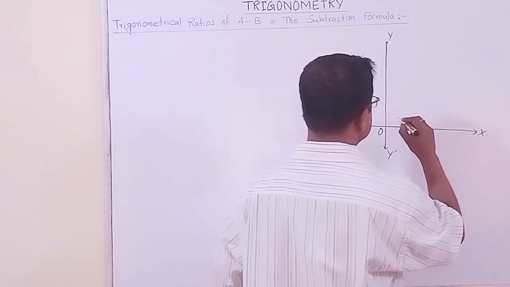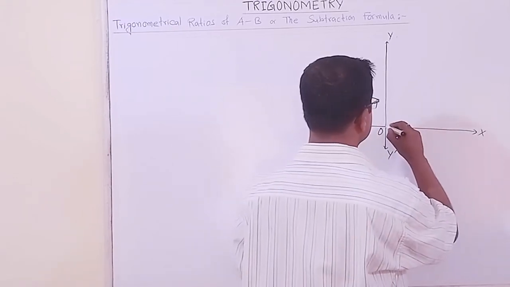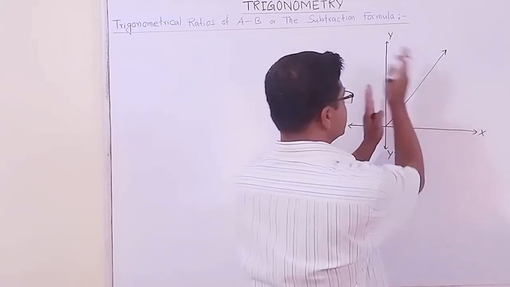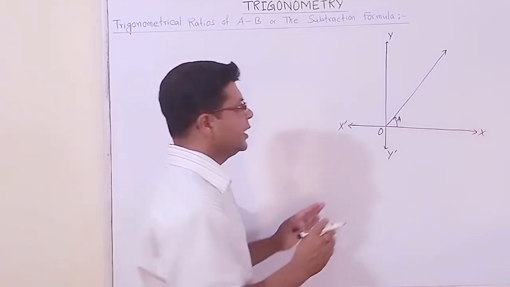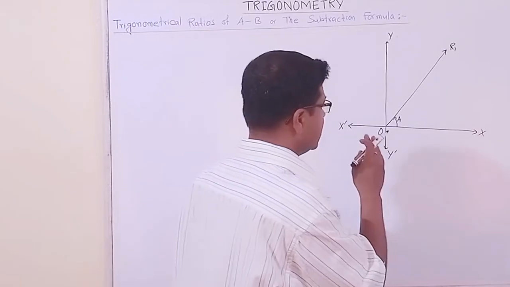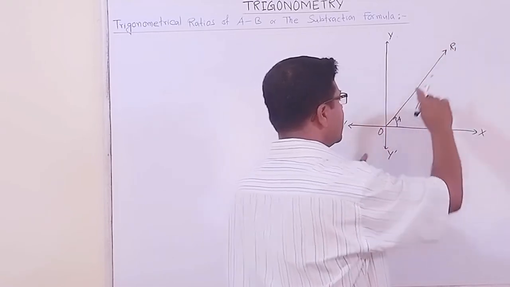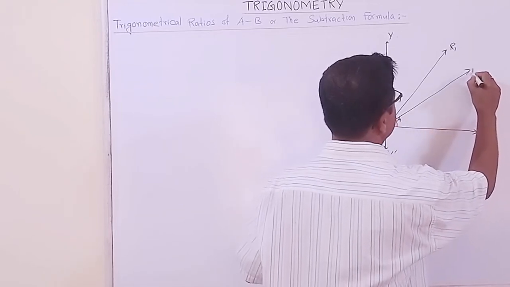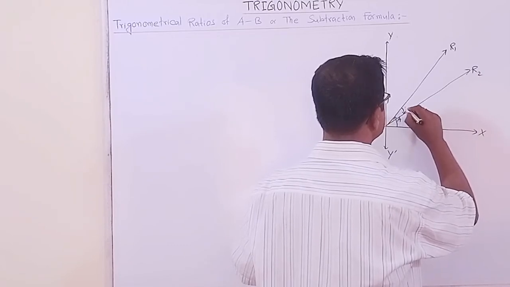Now let us choose a rotating arm or rotating line. It rotates with respect to this x-axis like this, in the anti-clockwise direction, and this angle is A. Let us put a name here, R1, according to the book. Now it is rotated through an angle A. Then from this arm, another arm rotates clockwise, that is backward. Suppose it rotates like this, R2, in this direction.